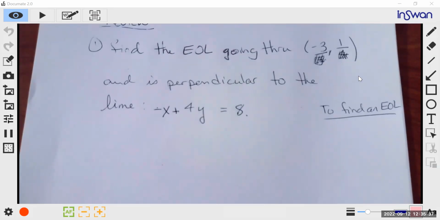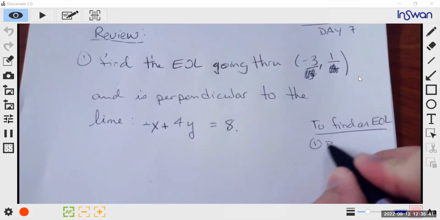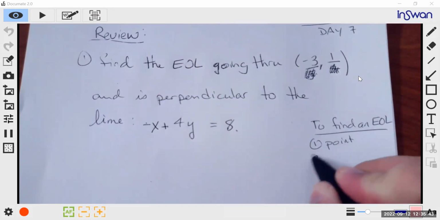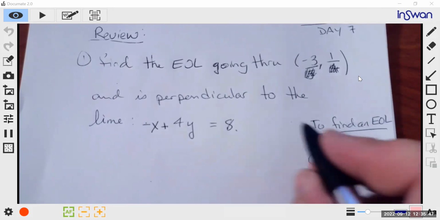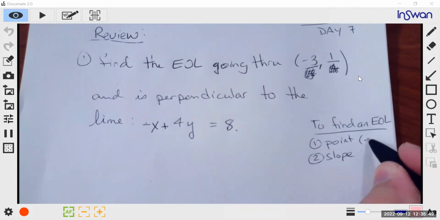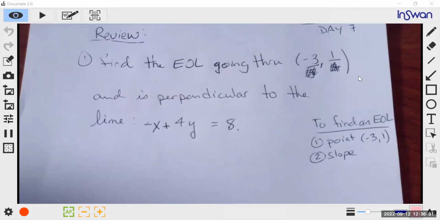What do you have to find the equation of a line? A point and a slope. Do we have those? We have the point, which is -3, 1. Do we have the slope? Well, let's see what it says.